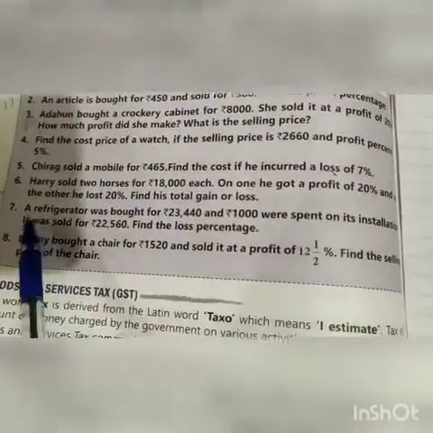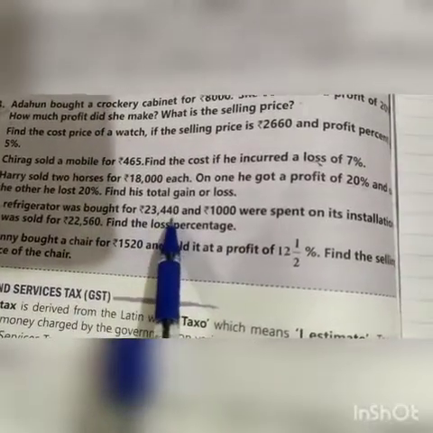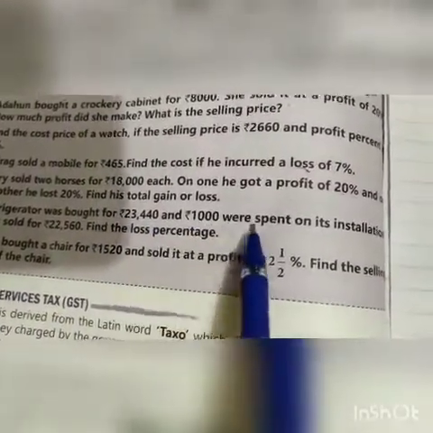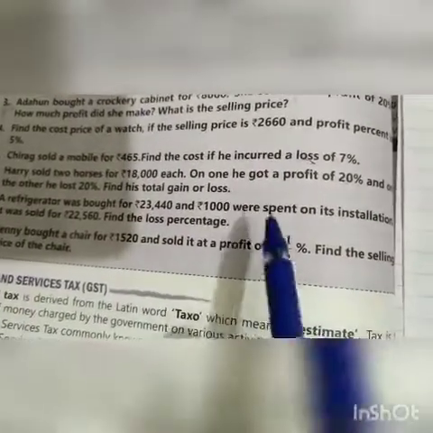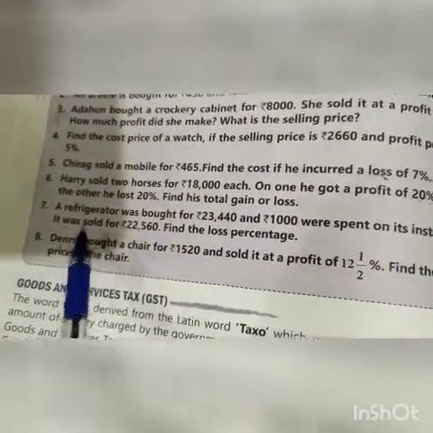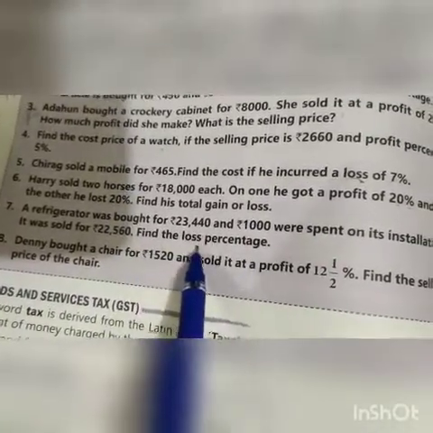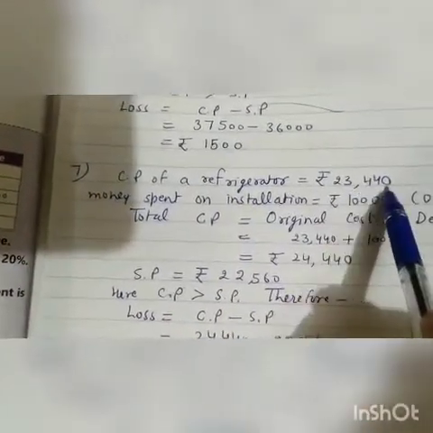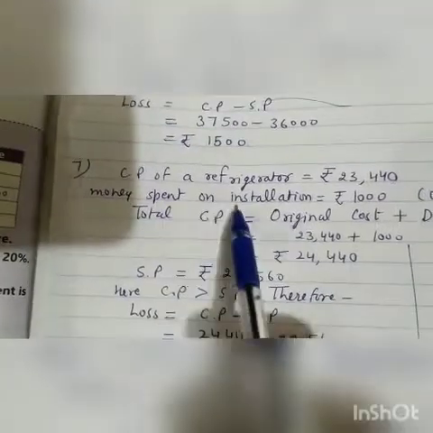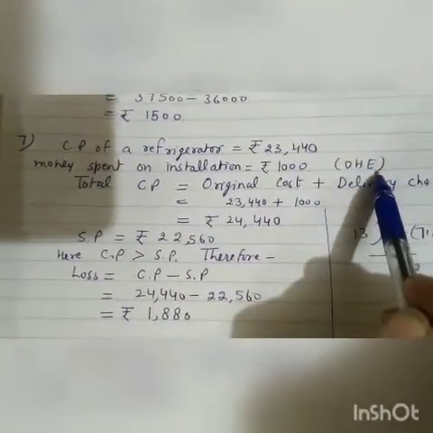Question number 7 is: a refrigerator was bought for 23,440 and 1,000 rupees were spent on its installation. See, this is overhead expenses. It was sold for rupees 22,560. Find the loss percent. Cost price of the refrigerator is given as 23,440. Money spent on installation is 1,000 rupees, which is overhead expenses.